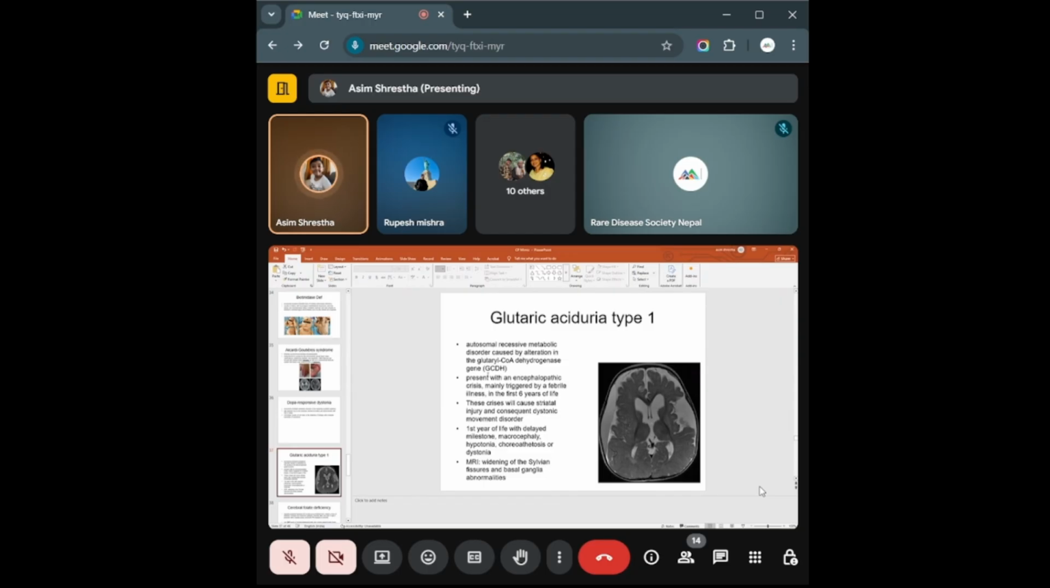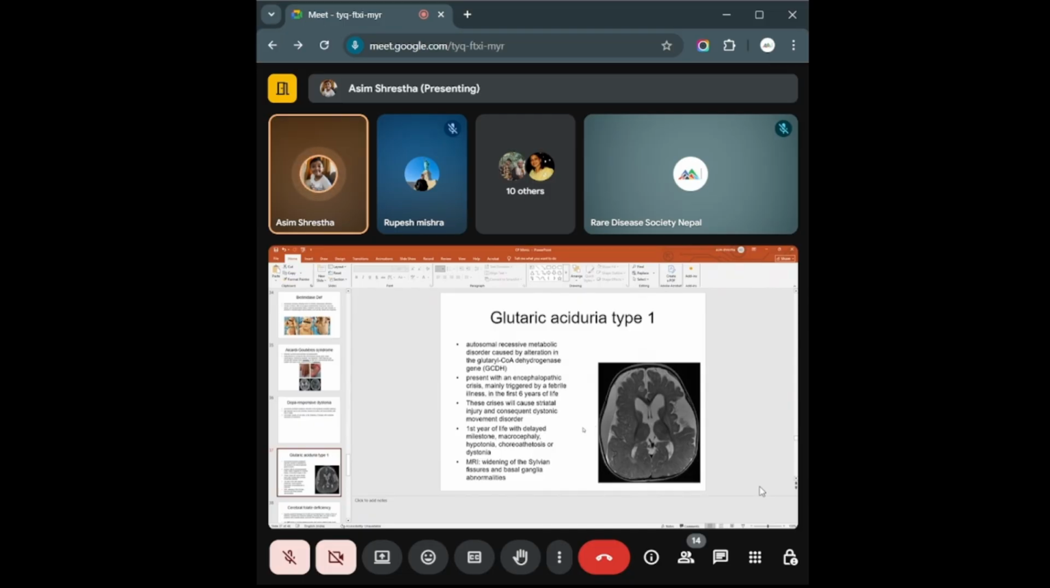This has this encephalopathic crisis, usually triggered by illness, usually seen in the first 6 years of life. And with each episode of encephalopathic crisis, there is this striatal injury. And the consequence, that's why when the basal ganglia is involved, there are these dystonic movements. And when we do the MRI of the brain, we can see again this subdural hematoma, there is cortical atrophy, there is perisylvian widening. So this is very typical of glutaric aciduria type A.